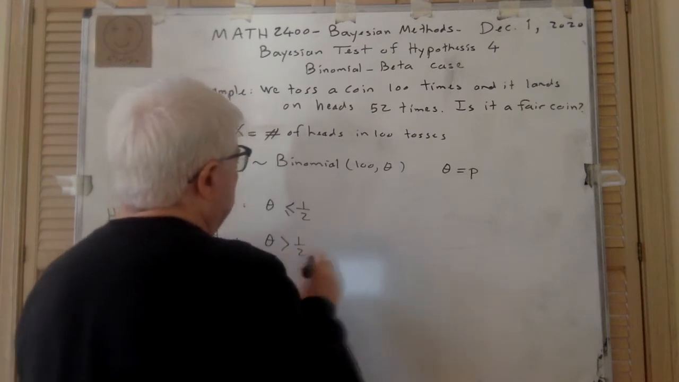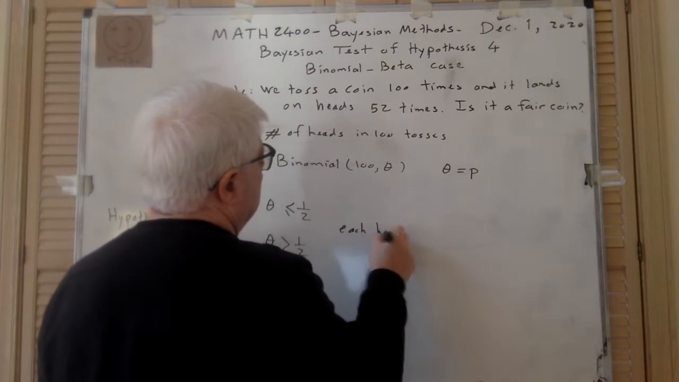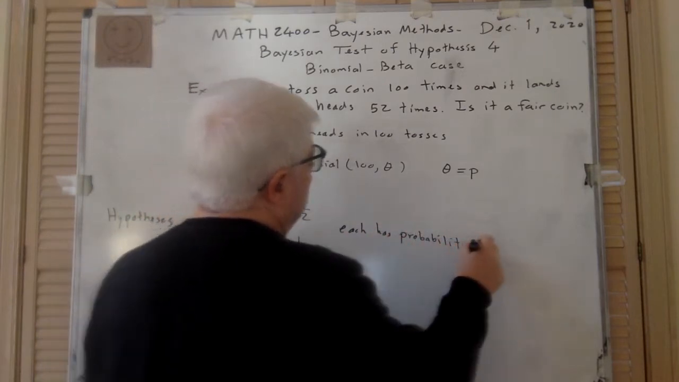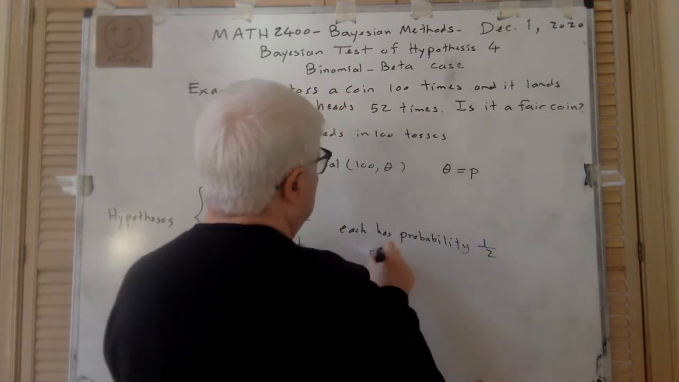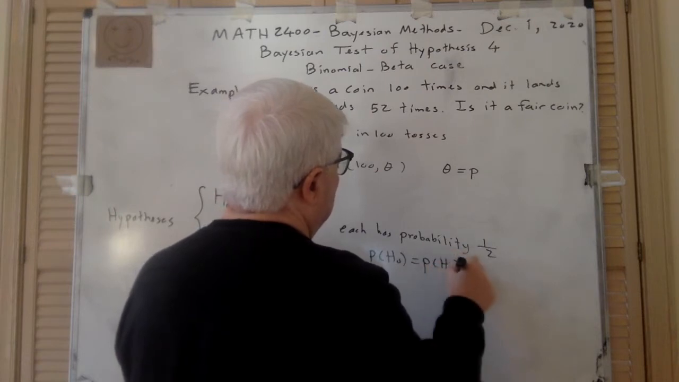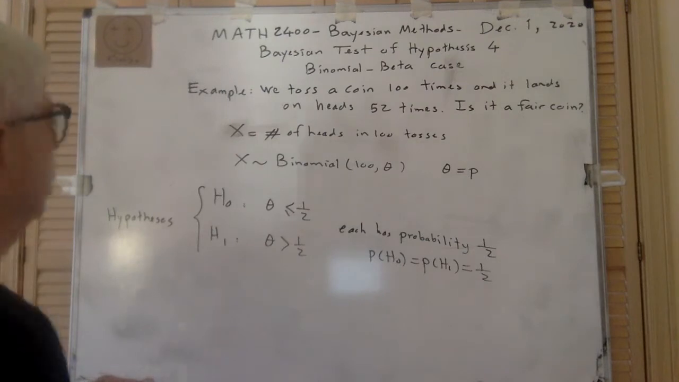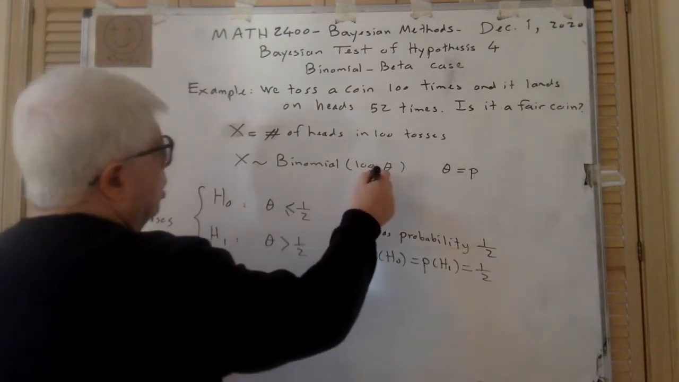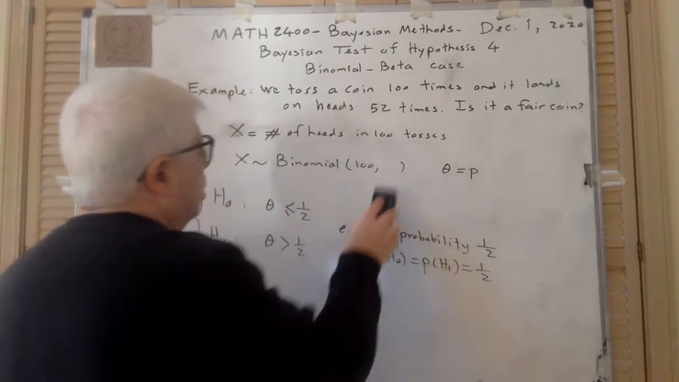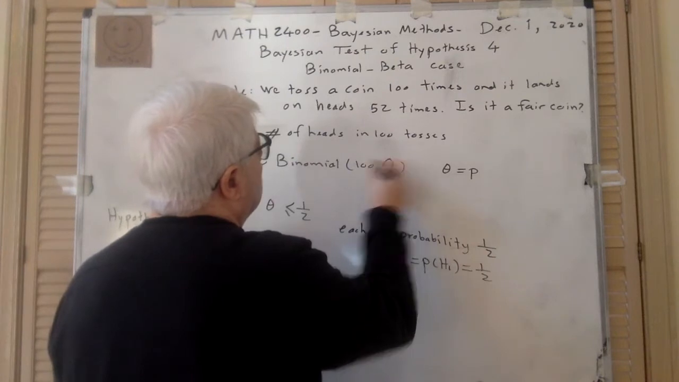And each one happens with probability 1/2, which means P of H0 is P of H1 is 1/2. Right, and this is in fact theta. It should be the random variable.